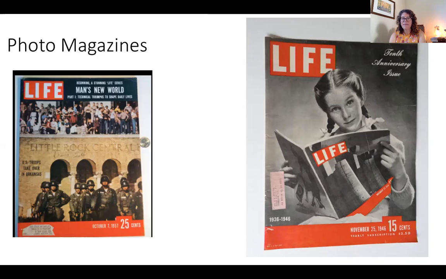And by November of 1946, Life magazine was celebrating a decade of images. The image that you see on the left side of your screen is one of the Little Rock desegregation crisis that was captured in autumn of 1958. You can tell the difference between the two images.